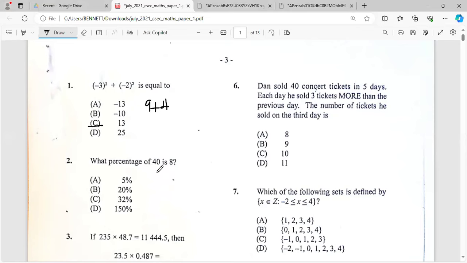What percentage of 40 is 8? So you have to turn it right here, right? What percentage of 40 is 8?